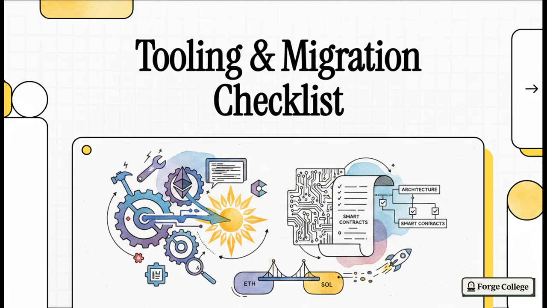Today, we're figuring out the exact mechanics of transitioning from EVM to SVM, Ethereum to Solana. We are picking up right where we left off. We've done the heavy lifting of mapping out our architecture in the last lesson, but now we actually need to talk about getting the work done. Welcome to Tooling and a Migration Checklist for Porting.